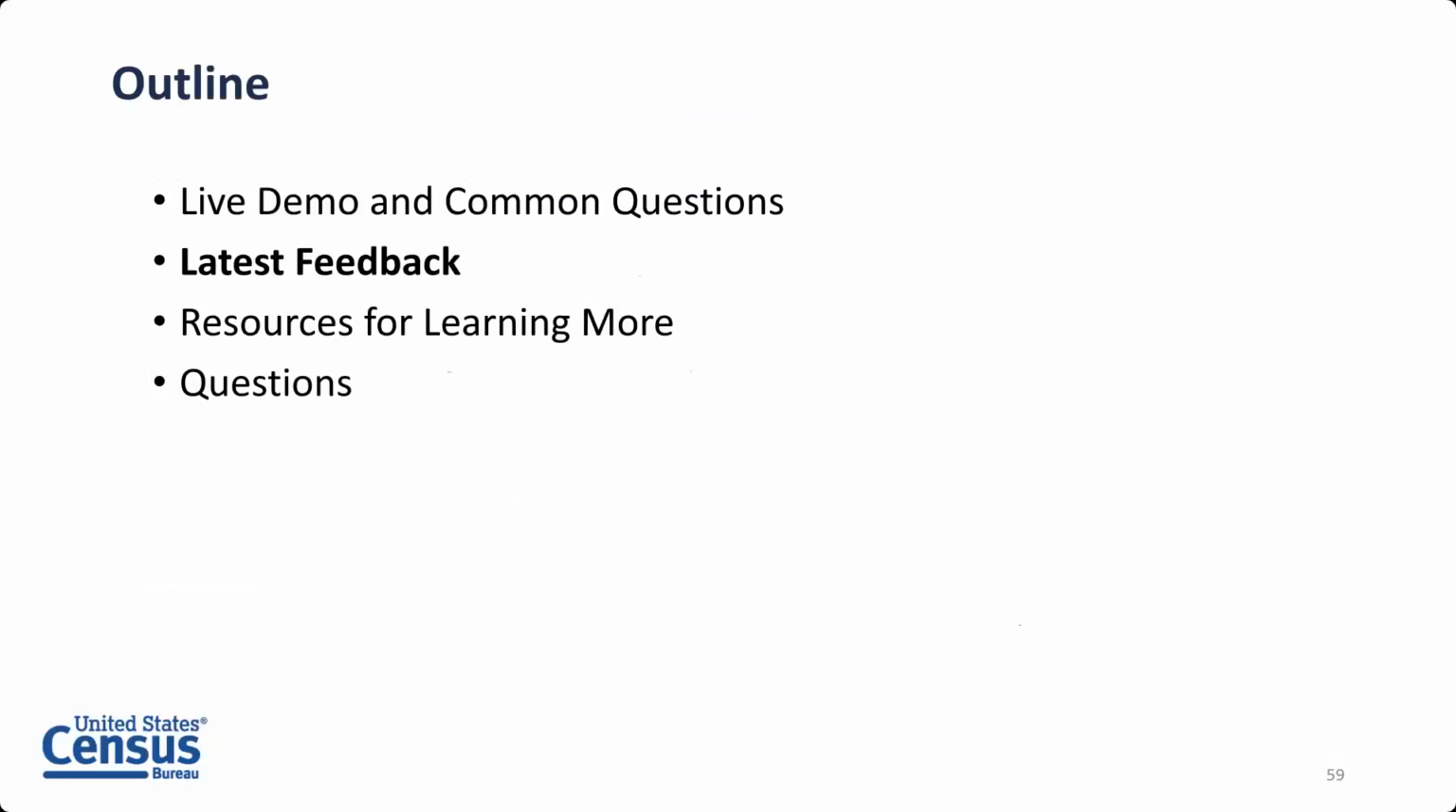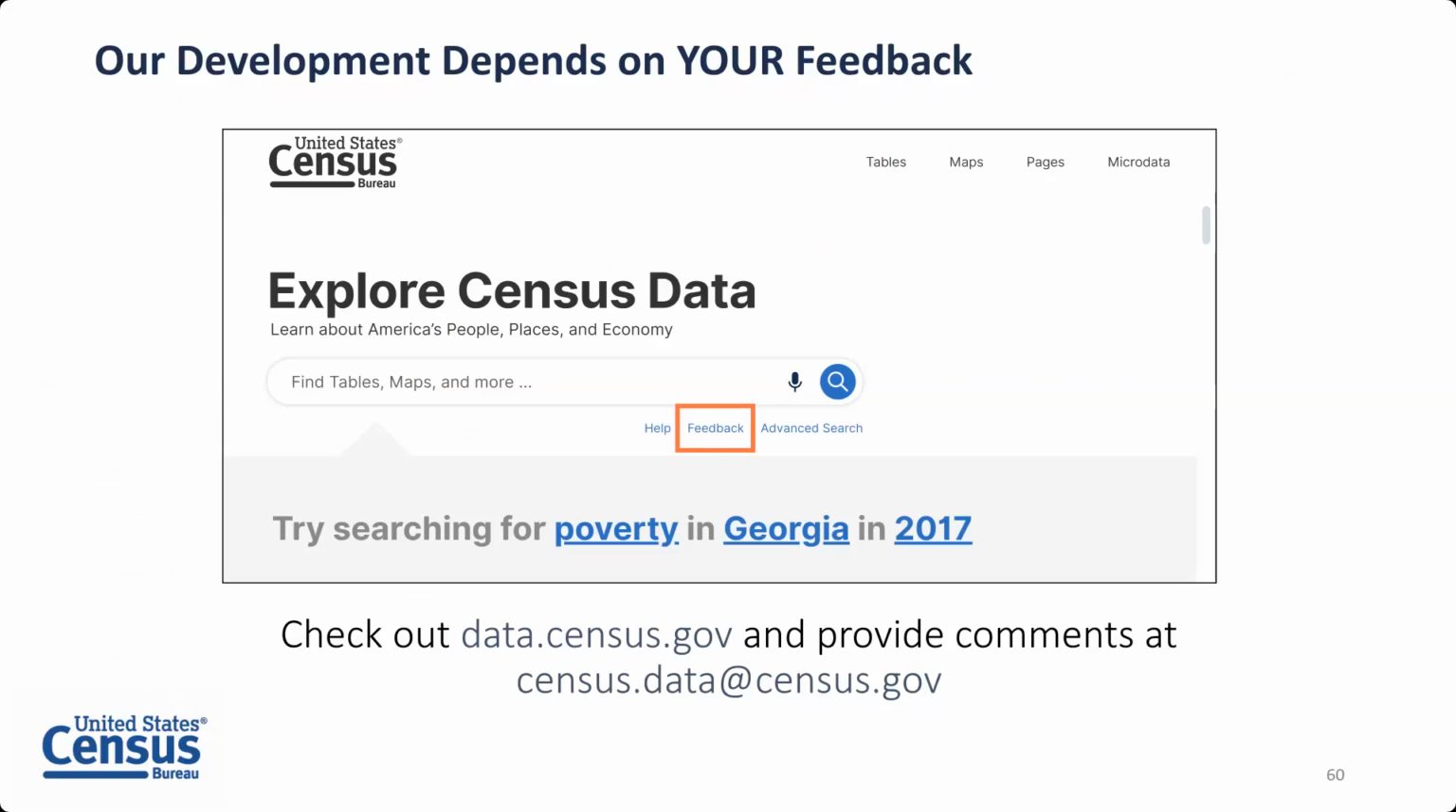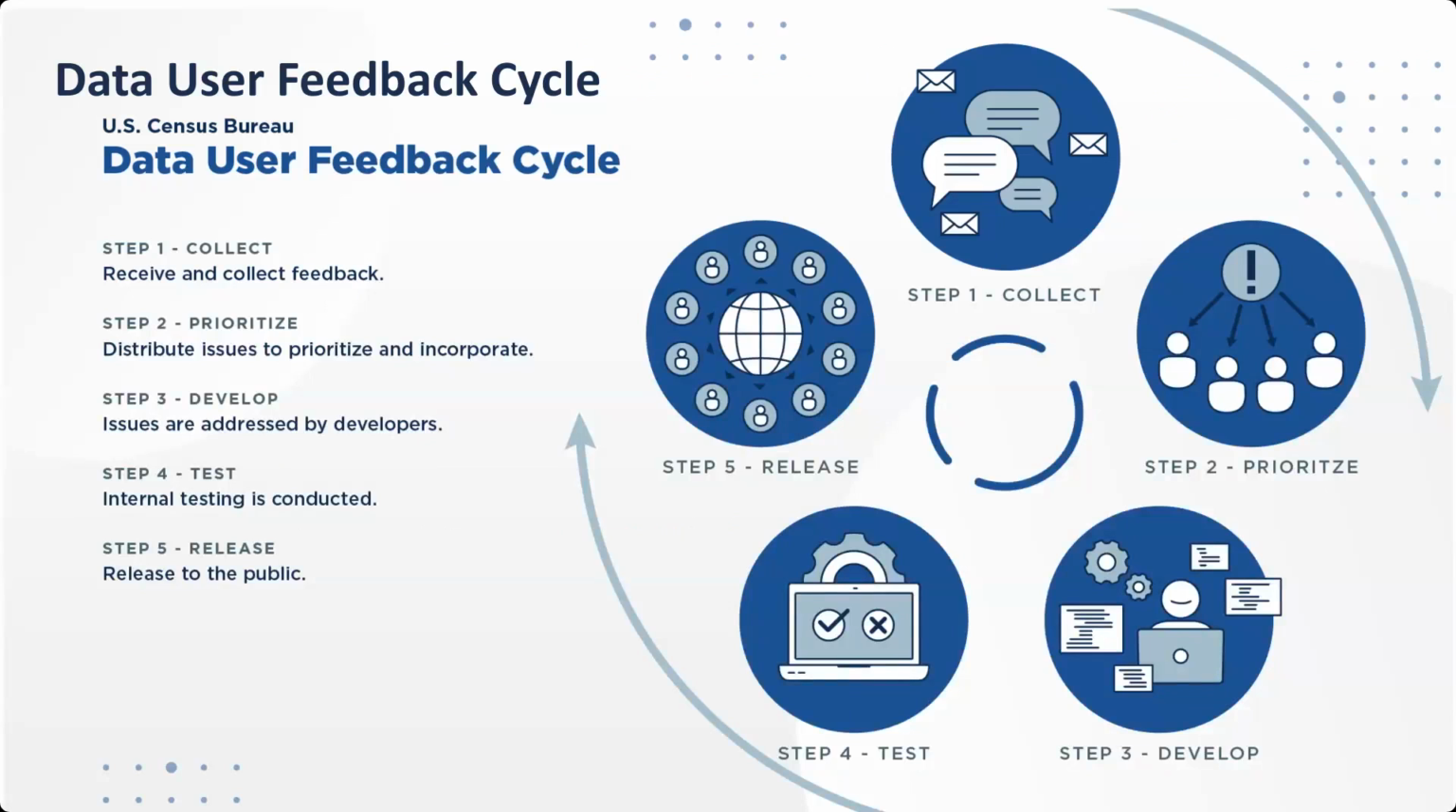So with that introduction to the business data, I wanted to transition and talk about the feedback that we receive. We invite you to let us know how we can make data.census.gov work better for you by clicking the feedback link under the single search bar or shooting us an email to census.data@census.gov. We developed the site through an agile process, so we will analyze that feedback, prioritize solutions, develop those solutions, test them internally, and release them.